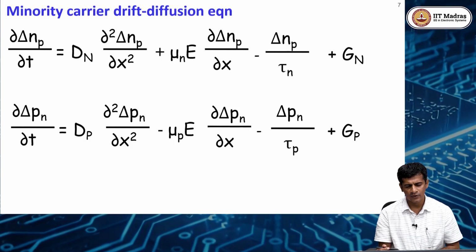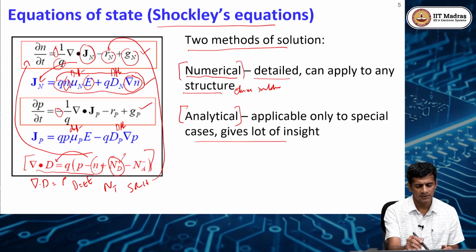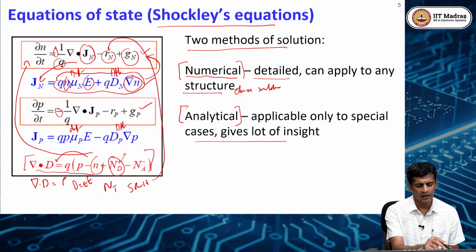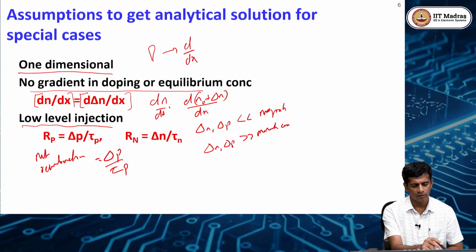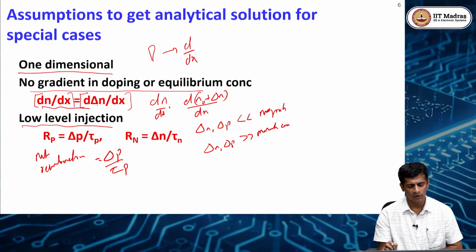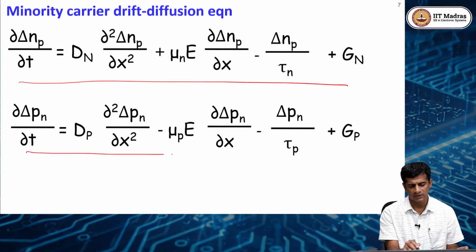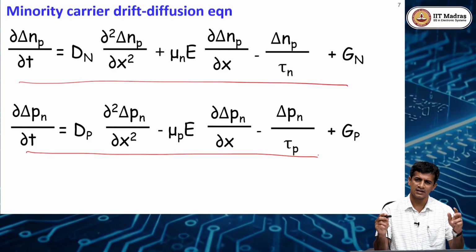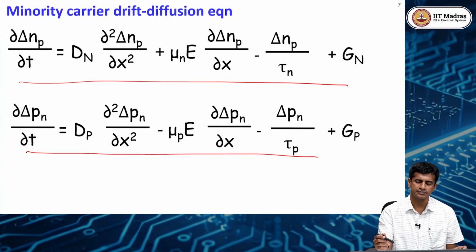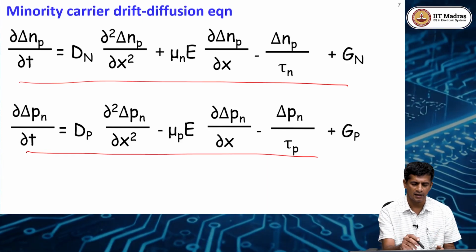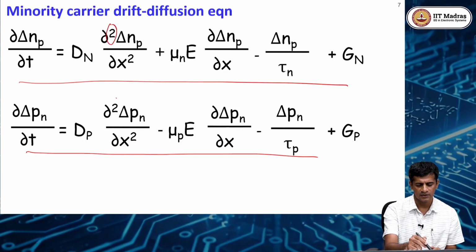Once you have this, you can put the current expression into the continuity equation. If you assume a uniformly doped case, essentially you get one single equation for electrons and one single equation for holes. You are putting the current into the continuity equation, so you get one differential equation. You can see this is a second order differential equation.